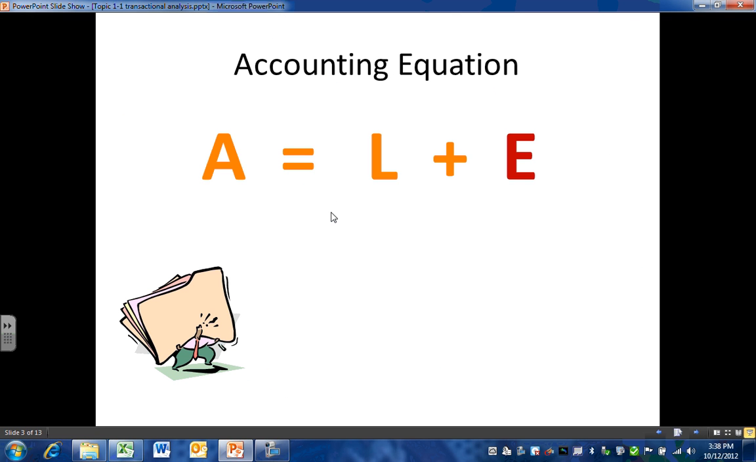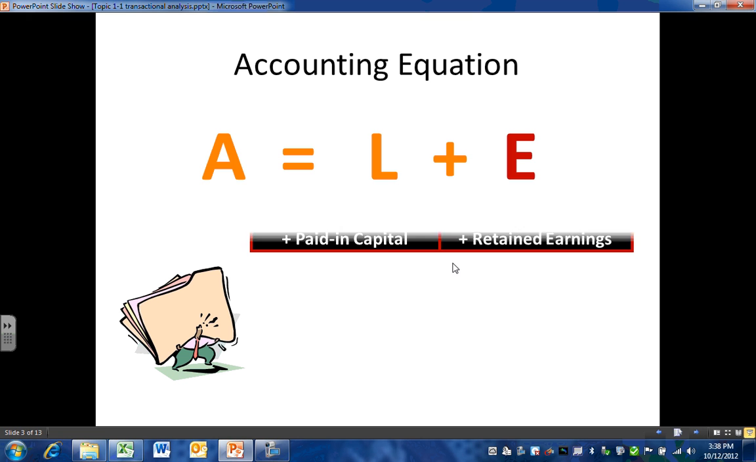All right, so let's take a look at our accounting equation. Our accounting equation is simply assets equal liabilities plus equity. And we'll discuss the definition of assets and liabilities. But for now, let's take a look at the components of equity. There are two components to equity. Paid-in capital, that is money and property that the owners have invested in their business.